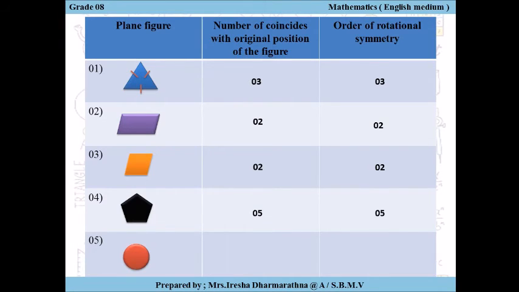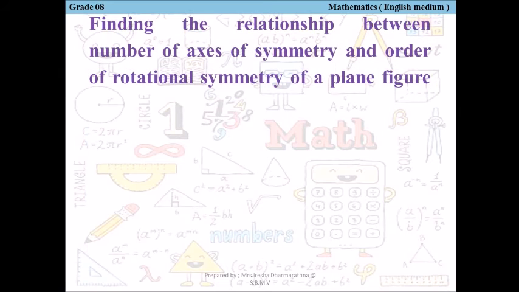The last one is the circle. The number of coincides with original position of the figure is uncountable. That means order of rotational symmetry also uncountable. Now find the relationship between number of axes of symmetry and order of rotational symmetry of a plane figure.